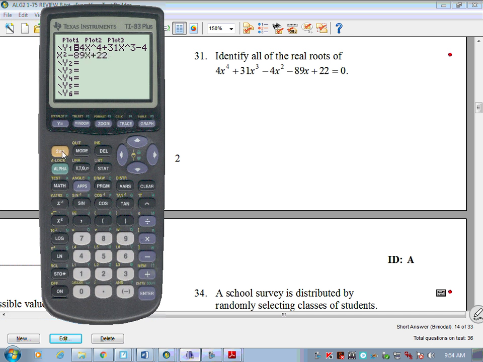And I'm just going to hit second graph. What we're looking for is places where y equals 0. All right, and I find one right here. You see it? Negative 2. So we know that x equals negative 2 is a root.